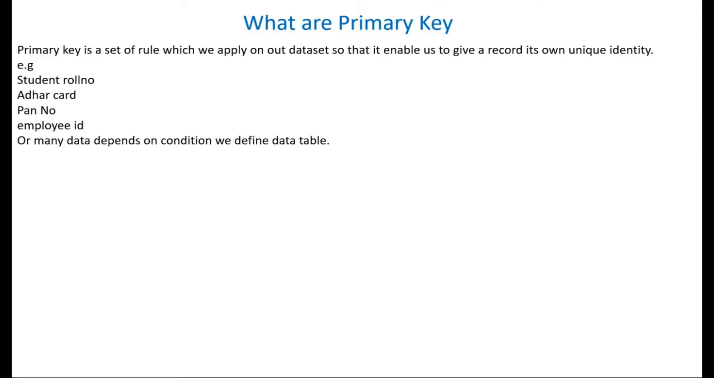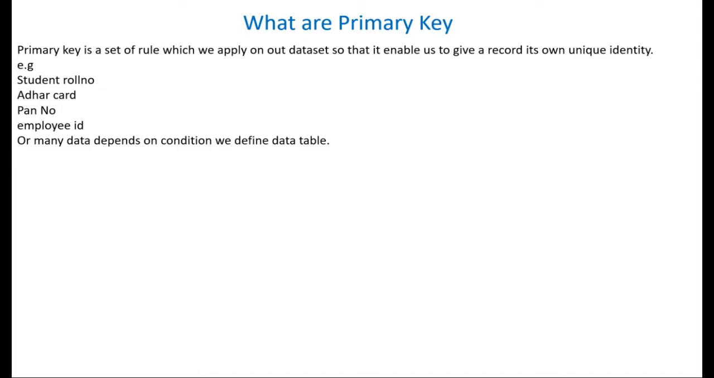In this video, we are going to discuss one of the important concepts of SQL, that is primary key. Let us see the definition of primary key. Primary key is a set of rules which we apply on our data set so that it enables us to give a record its unique identity. What does this definition mean?